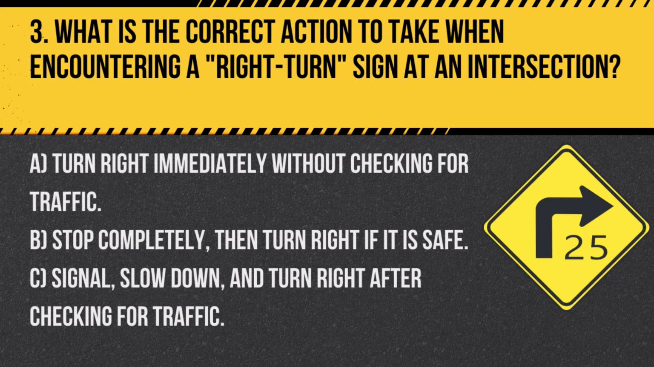Question 3. What is the correct action to take when encountering a right turn sign at an intersection? A. Turn right immediately without checking for traffic. B. Stop completely, then turn right if it is safe. C. Signal, slow down, and turn right after checking for traffic.